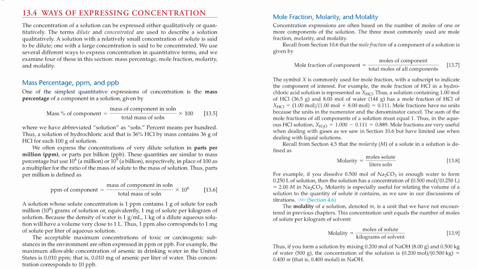The acceptable maximum concentrations of toxic or carcinogenic substances in the environment are often expressed in parts per million or parts per billion. For example, the maximum allowable concentration of arsenic in drinking water in the United States is 0.010 parts per million. That is 0.01 milligrams of arsenic per liter of water. This concentration corresponds to 10 parts per billion.